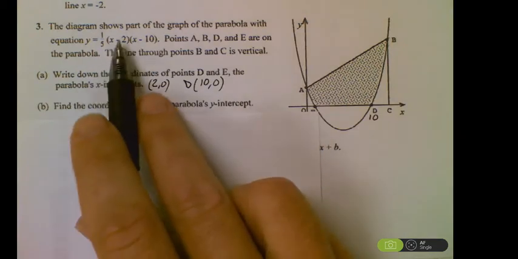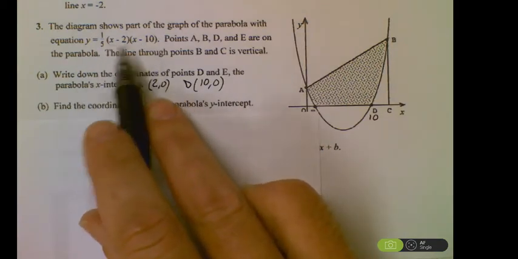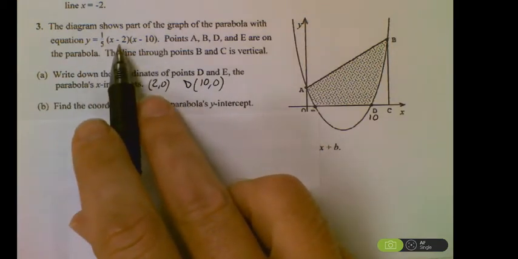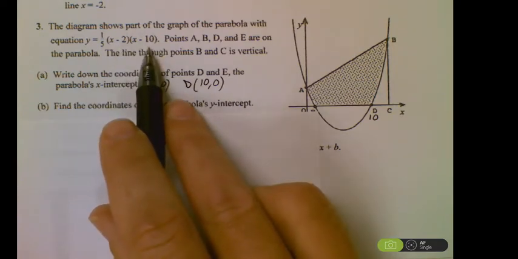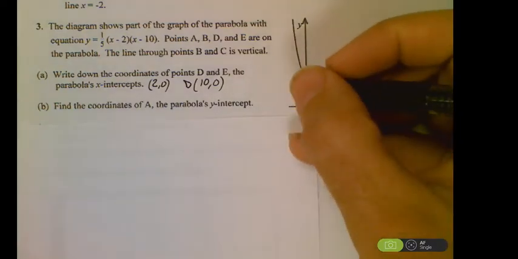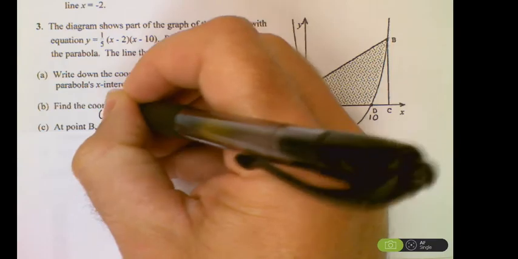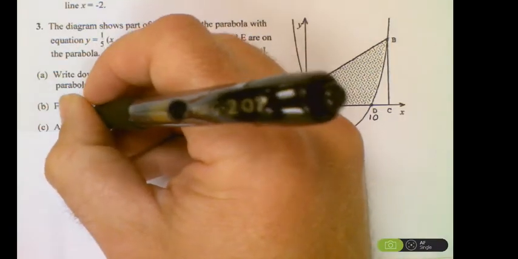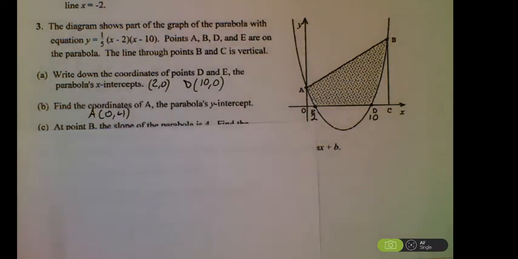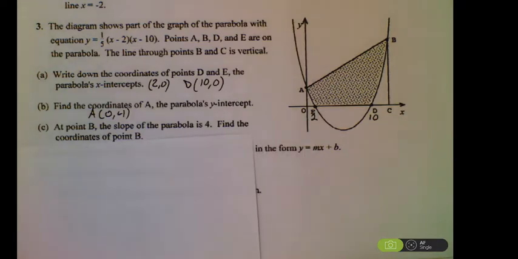So if I plugged in a 0 for my two x's right there, I'm looking at 1/5 times -2 times -10, which is 4, I believe. So for this, we're looking at (0, 4) for the coordinates of point A. Now part C: at point B, the slope of the parabola is 4. So find the coordinates of point B.